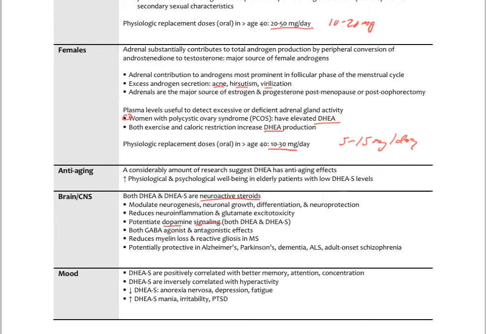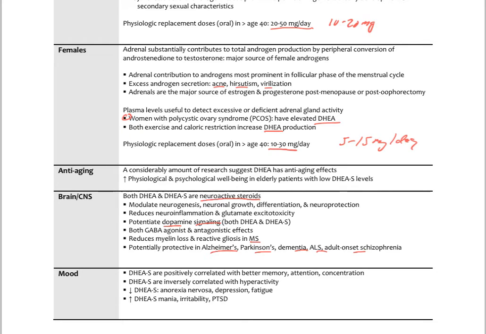So on GABA signaling, it has variable effects, can kind of upregulate GABA in some instances and also downregulate in others. Reduces myelin loss and reactive gliosis in multiple sclerosis, and it's potentially protective in Alzheimer's, Parkinson's, dementia, ALS, and adult onset schizophrenia. So a lot of very protective roles of DHEA in the brain.